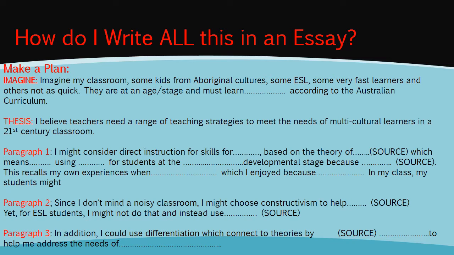Do I want to have a classroom where kids are from indigenous cultures or some ESL? Do I want some fast learners and slower learners? I've got to think about what age or stage I want to think about them, and what they must learn according to the Australian curriculum. I have an image in my mind of this classroom, or a real classroom that you're currently in.